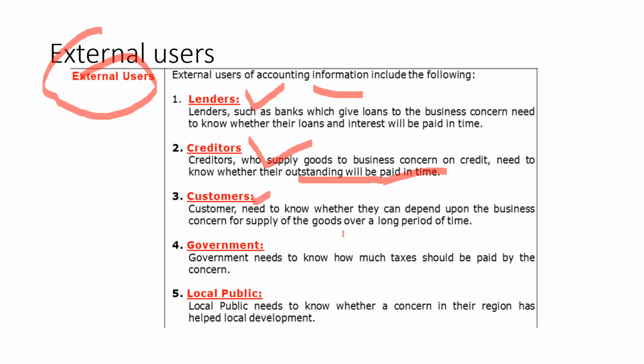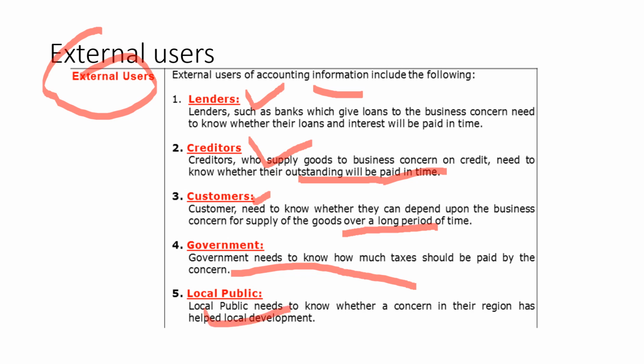Then you can see customers over here. Customers need to know obviously whether they can depend on a business for a continuous and stable supply of the goods, and obviously they want quality products. So if the business is profitable enough and has good financial position and obviously is having enough assets also to meet day-to-day obligations, customers see that the business will sustain in the future and they can depend upon that business for their products. Then government is more concerned with the income tax department, because they want to have taxes from the businesses who are earning good profits, and according to the profitability of any business, taxes are charged by the government.